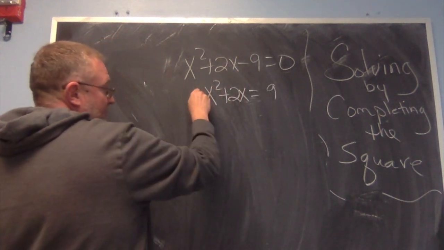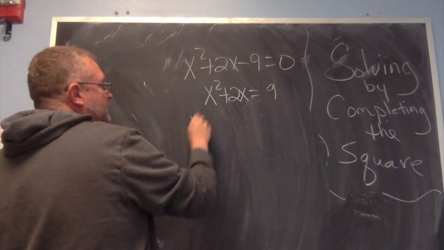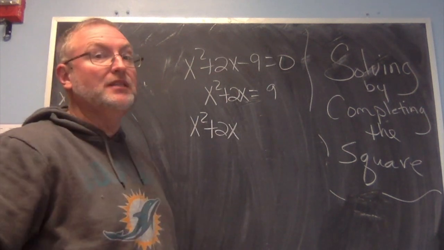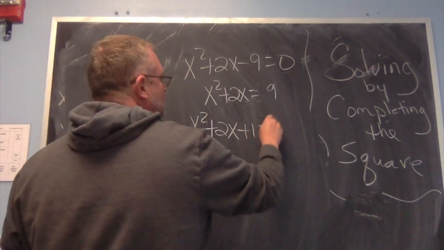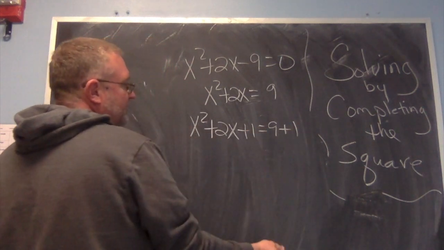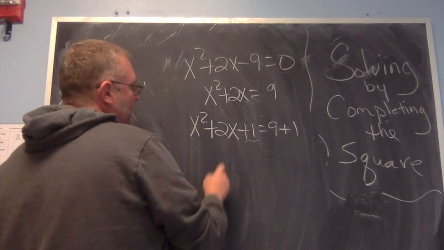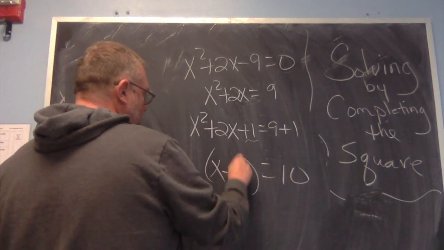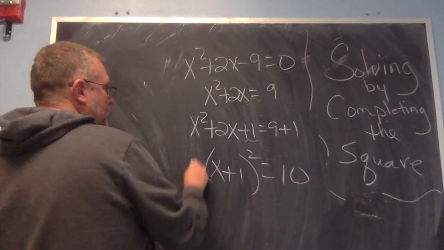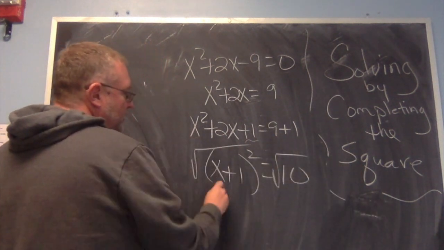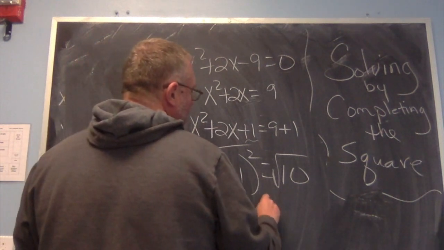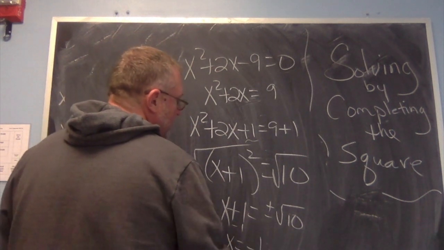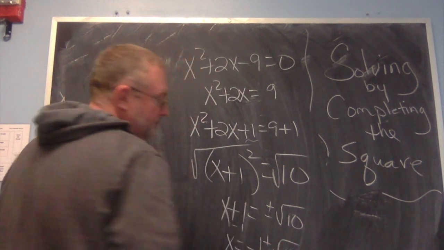Now I need to make sure this is 1, which it is. Now I complete the square. X squared plus 2x, half of 2 is 1. 1 times 1 is 1. So plus 1 equals 9 plus 1, because whatever I did there, I've got to add there. A lot of times when people do these, they forget that step. Then the perfect square of this will be x plus 1 times x plus 1. Square root, square root. X plus 1 equals positive negative square root of 10. Minus 1. X equals negative 1 positive negative square root of 10.